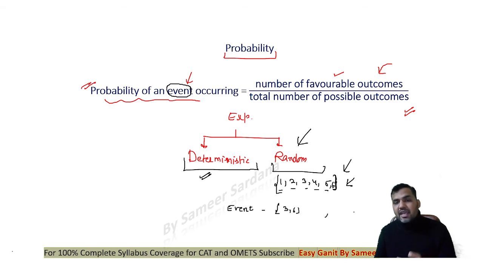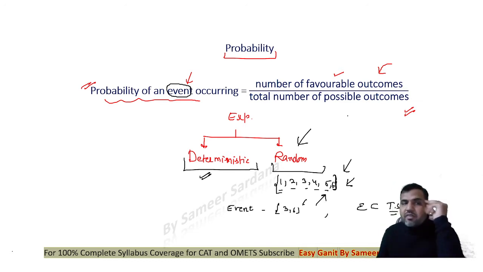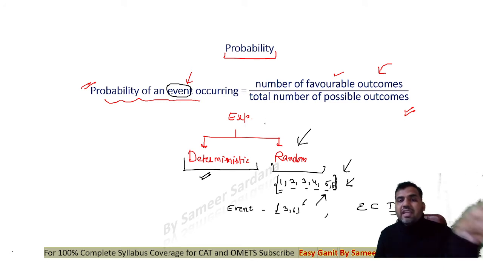So you can see that an event is a subset of my total sample space. 3 and 6 are just 2 possible outcomes out of my total possible outcomes. So if I want to find out the probability of getting a number which is a multiple of 3 on throwing a dice, you see that my number of favorable outcomes will be 3 and 6, that is 2.